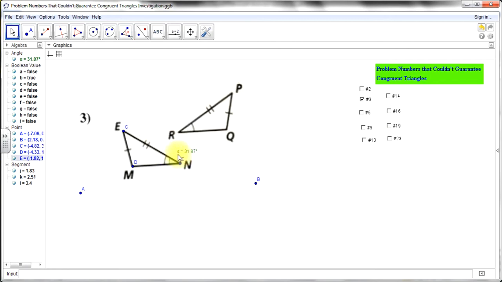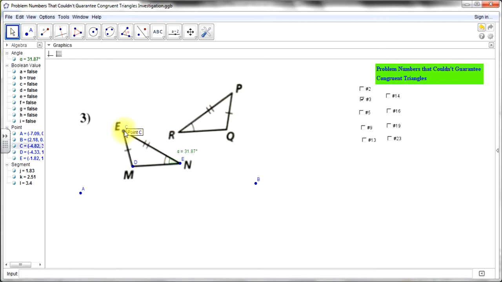So GeoGebra, when it labels angles, it uses Greek letters. This little letter here looks kind of like a funky little A. It's the Greek letter alpha. Okay, so when I construct this congruent angle here, I'll show you an easier way to do it instead of our congruent angle construction we were doing before.